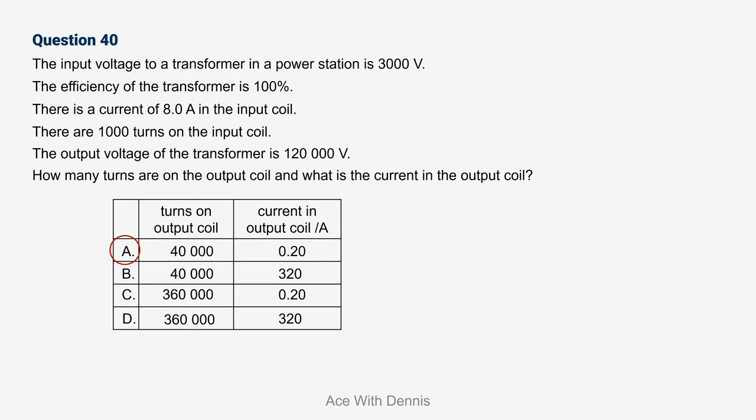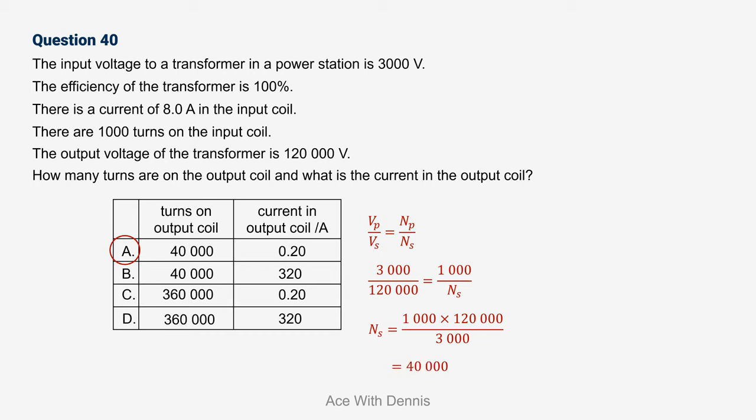So here is the calculation. We use the transformer formula Vp over Vs equals Np over Ns. Given that the voltage on the primary is 3000 and the voltage on the secondary is 120,000 volts, and the number of turns in the primary is 1000 divided by Ns. So 3000 over 120,000 equals 1000 over Ns. So Ns is 1000 times 120,000 divided by 3000, and we get 40,000 turns on the secondary, or the output coil.